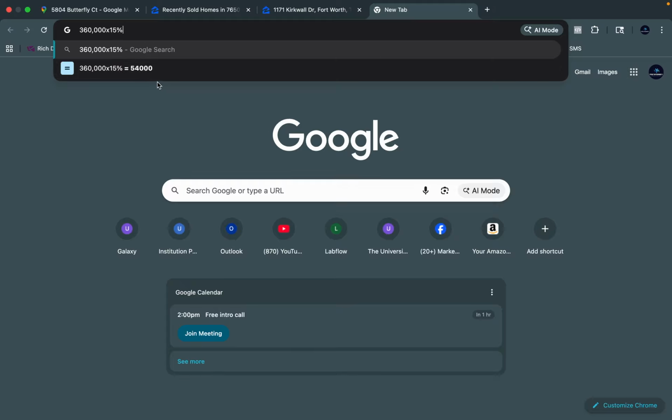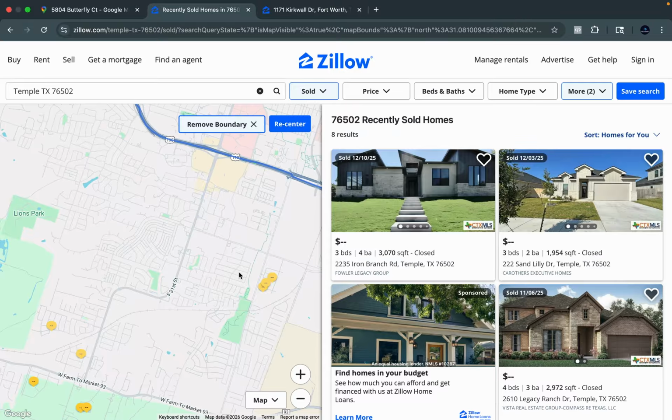So consider you want to be lower than 54,000, right? The lower the better, obviously. In this case, I was able to get the property for 43,000, leaving me with a 10K spread.